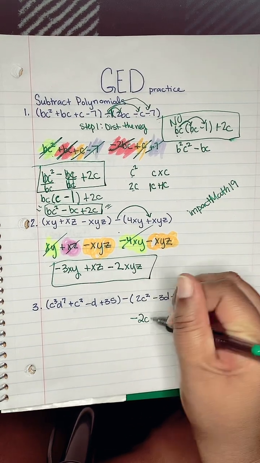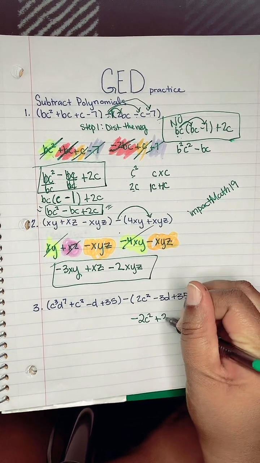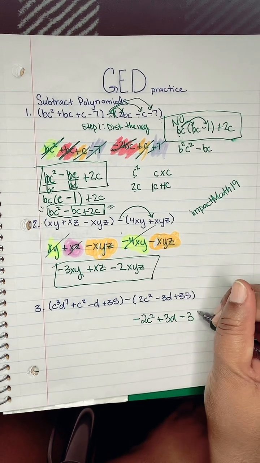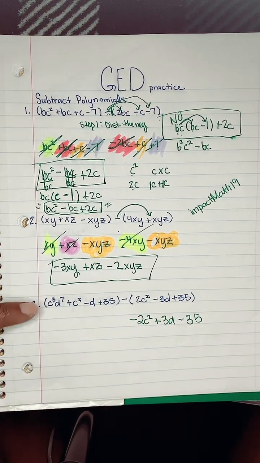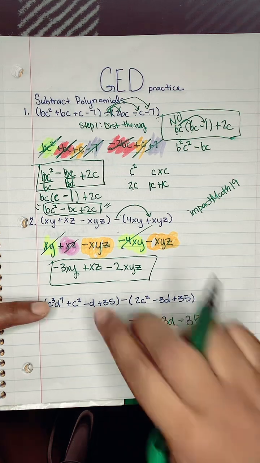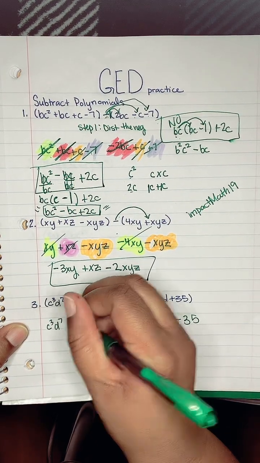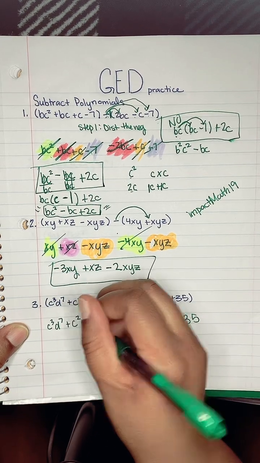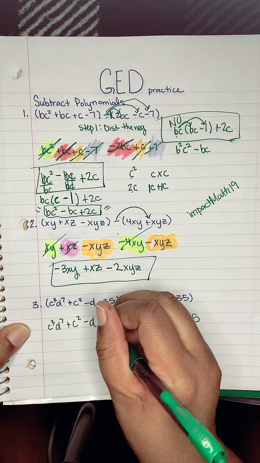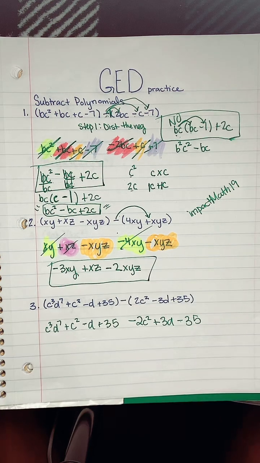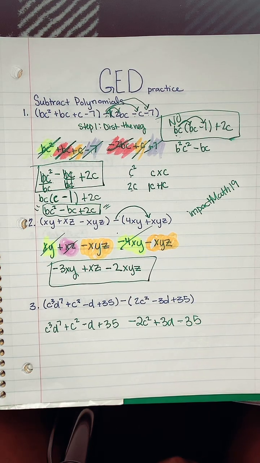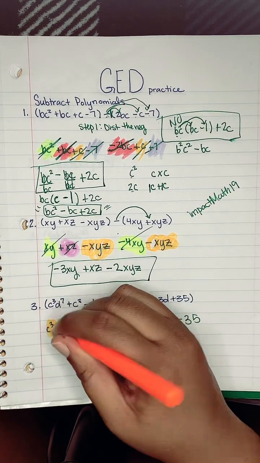So we're going to distribute here. We're going to get -2c squared plus 3d minus 35. Again, we have no minus sign in front, so we're just going to drop this down: c, 3d, 7 plus c squared minus d plus 35. All right, let's start combining like terms.